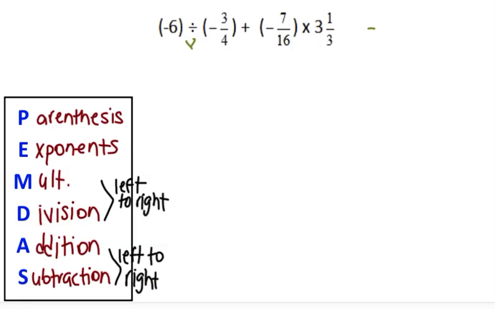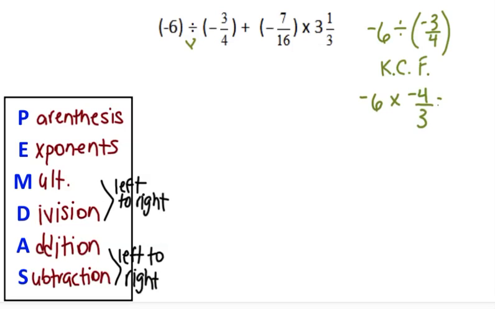Now, I'm going to rewrite this on the side. -6 divided by -3/4. I know when dividing fractions, the rule is keep, change, flip. So I'm going to keep the -6, change the division sign to a multiplication sign, and flip my fraction, -4/3. Then I multiply straight across.